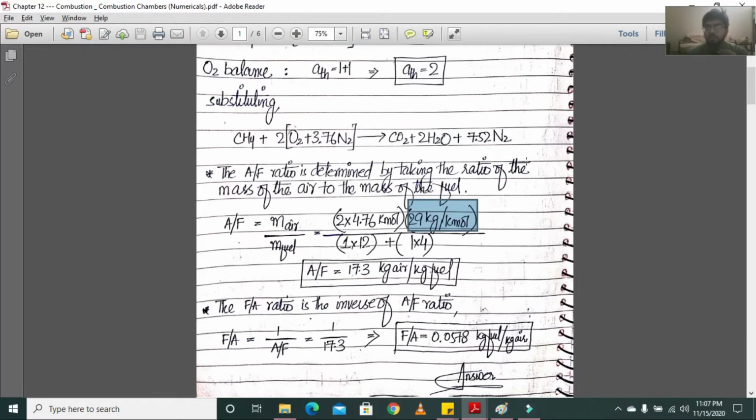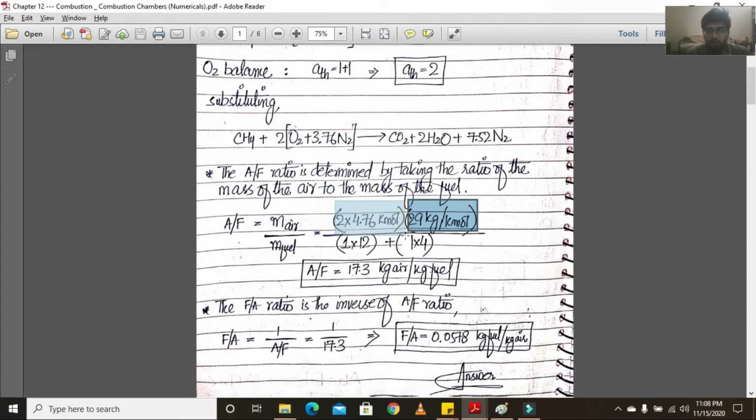The molecular mass of the air is 29 grams per mole, or you can say kilograms per kilomole. So in the book we have used the units of kilograms per kilomole, so I have also used the units of kilograms per kilomole, but you can also use the grams per mole unit as well.